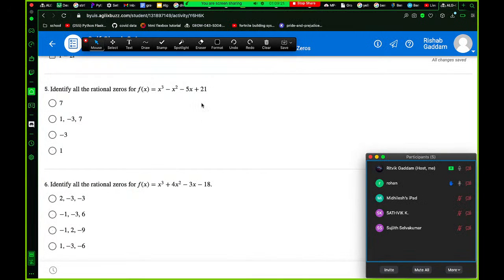Okay, so first we have to find p, which is going to be the factors of the constant, which is 21. So we get that p is plus or minus 21, plus or minus 7, plus or minus 3, and plus or minus 1.